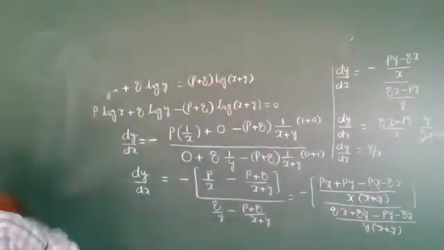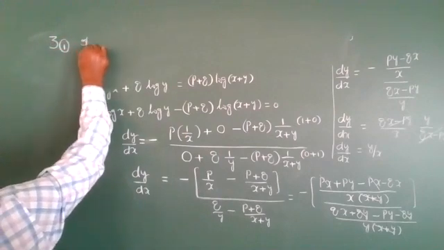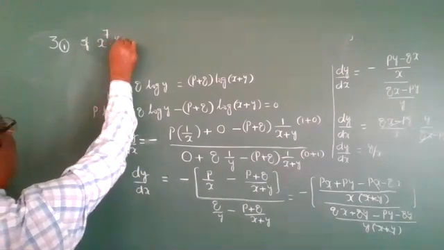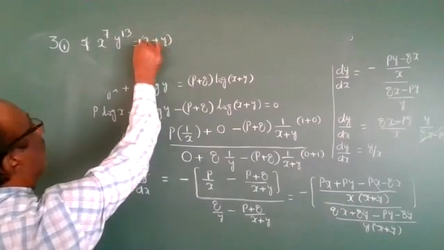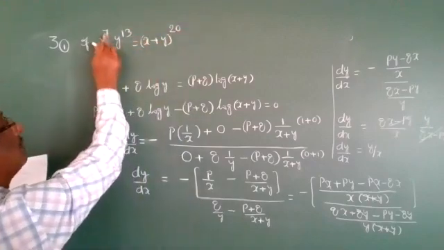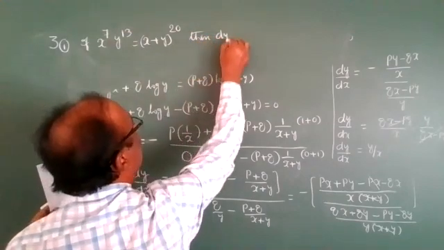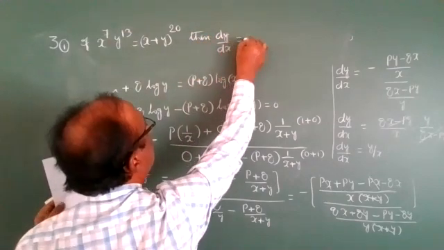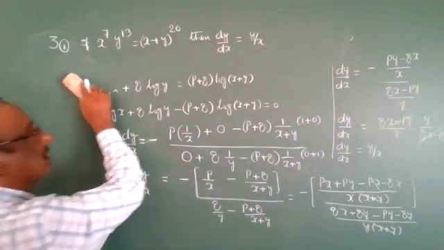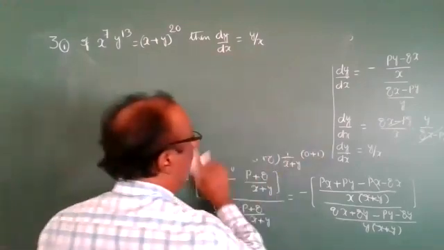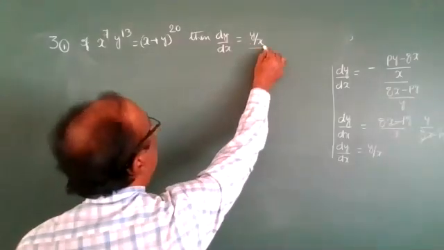Second bit I will write in the third problem. First bit: if x to the power 7, y to the power 13 is equal to (x plus y) to the power 20, so these two sums are given, then dy by dx answer is simply y by x. No need to work it out. So the answer is dy by dx equals y by x.